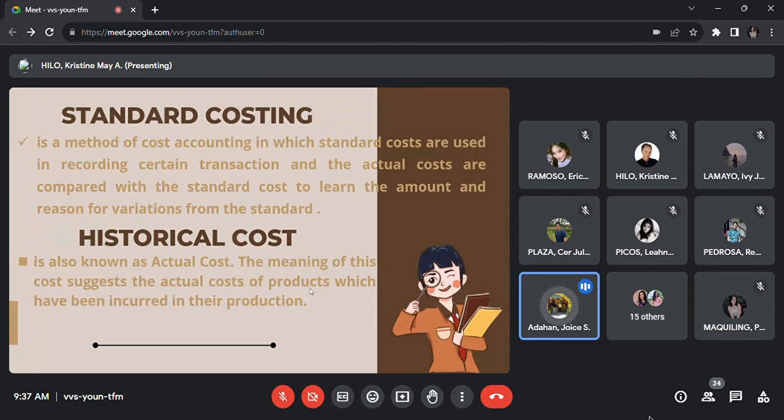Historical cost ay kilala rin bilang actual na gastos, and historical cost of an asset refers to its purchase price or its original monetary value.